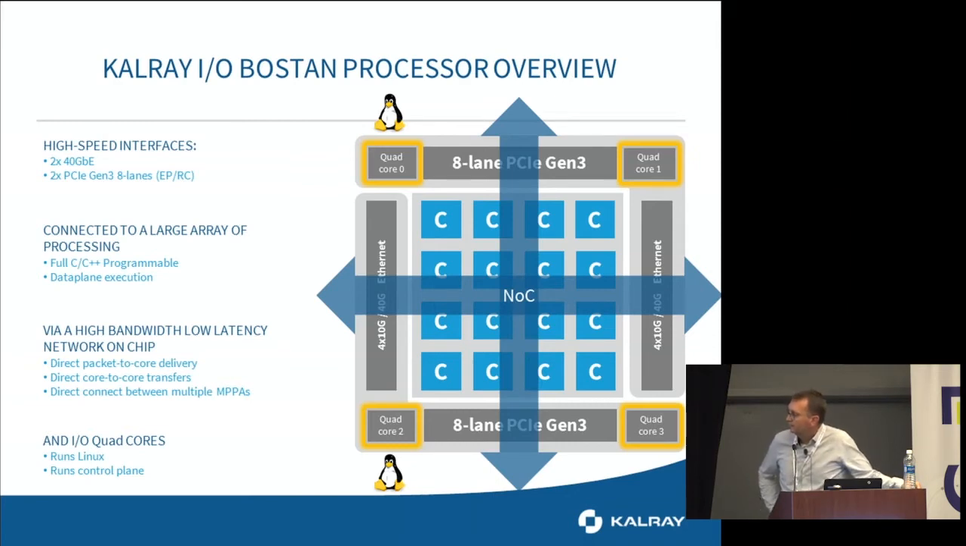All these interfaces and all these clusters are connected together through a high bandwidth, low latency interconnect that has some key features like direct packet-to-core delivery and direct core-to-core transfer, or even direct MPPA-to-MPPA transfer, meaning that you can imagine boards where you put two MPPAs on the same board. We have some projects that are doing this. Finally, in the I/O subsystem, we also have 4 I/O quad cores, and this is where we execute Linux, the control plane, and for the storage application, it's a kind of I/O proxy for controlling the SSDs.